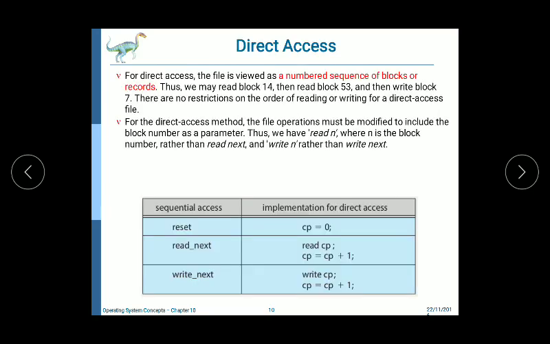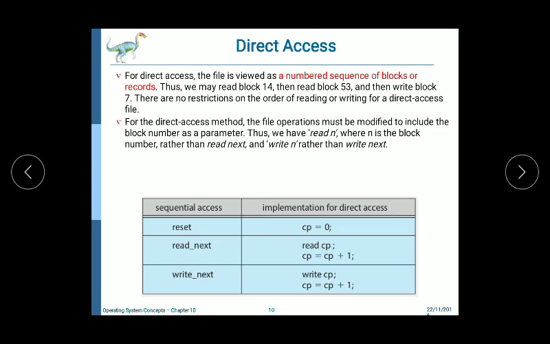The next method is direct access. Here, a file is made up of fixed-length logical records that allow programs to read and write records rapidly in no particular order. The direct access method is based on a disk model of a file, since disks allow random access to any file block.